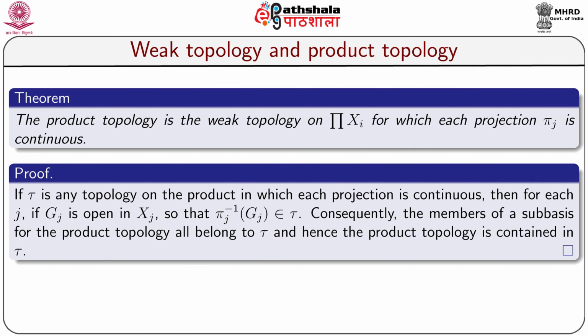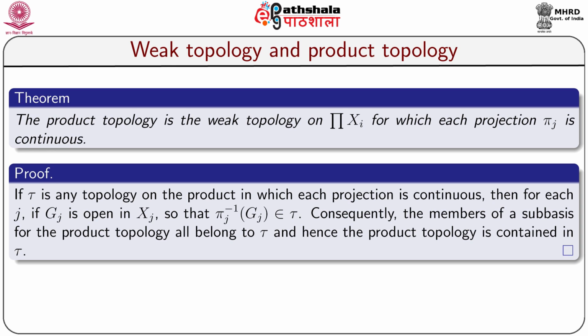Now let us compare the weak topology and the product topology. That means we wish to show the following theorem. The product topology is in fact the weak topology on the product of Xi for which each projection map is continuous. The proof is very easy.